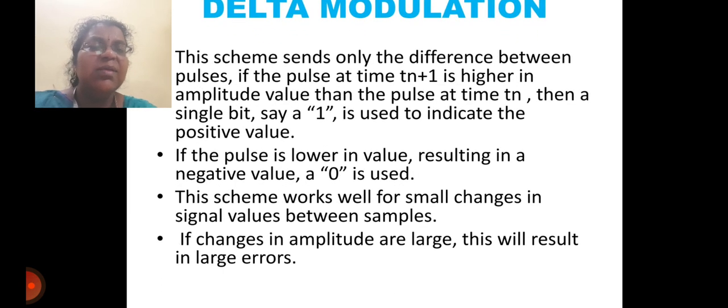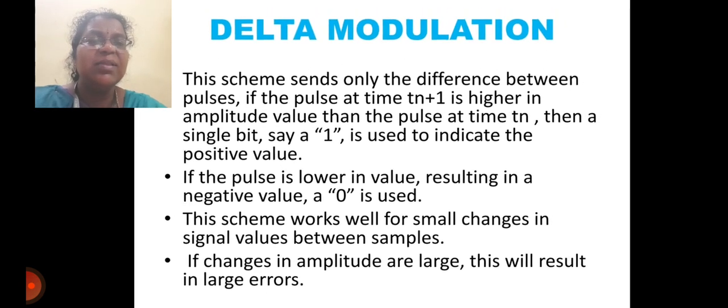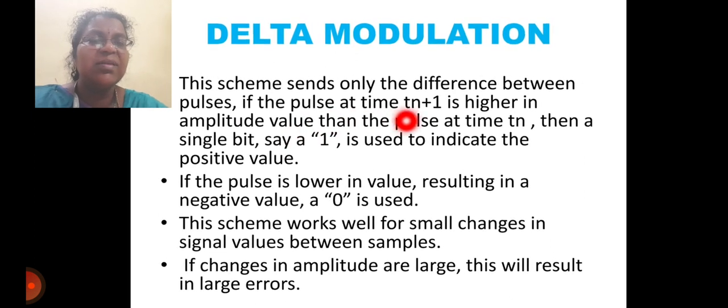This scheme sends only the difference between the pulses. If the pulse at time Tn plus 1 is higher in amplitude value than the pulse at time Tn, so compare the sample values at Tn plus 1 and Tn, then a bit 1 is transmitted to indicate that the difference is positive. If the difference is negative, a 0 is transmitted. This scheme works for small changes in signal values between the samples.